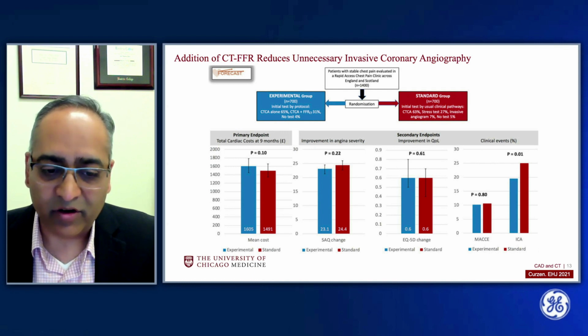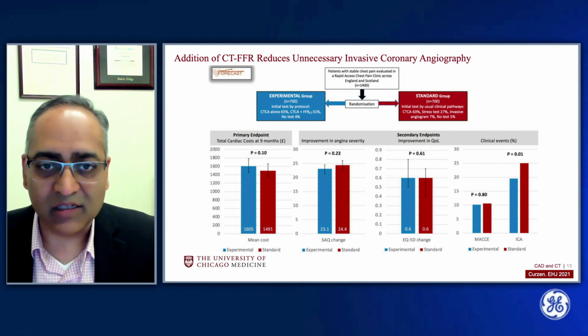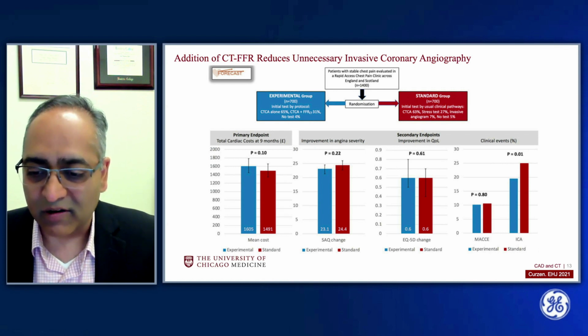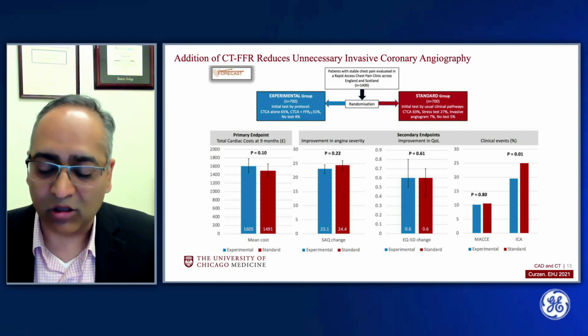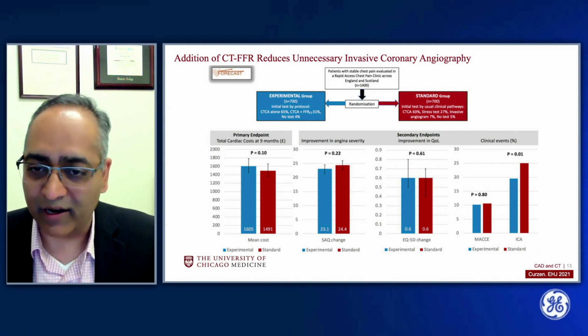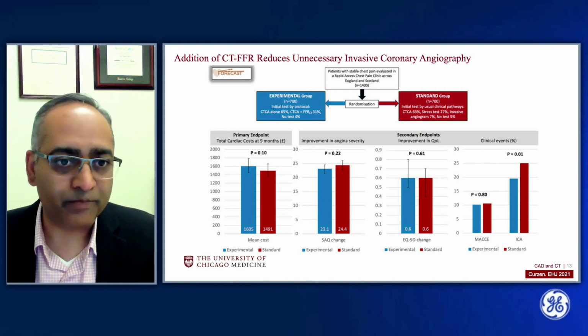And what they found was that there was no difference in cost between the experimental arm and the standard of care arm. There's no difference in symptom frequency, no difference in quality of life, and no difference in major adverse cardiac events. However, there was a significant reduction in the number of patients who ultimately needed invasive coronary angiography, which is a benefit for the patient, of course.